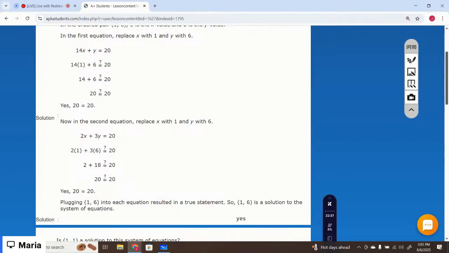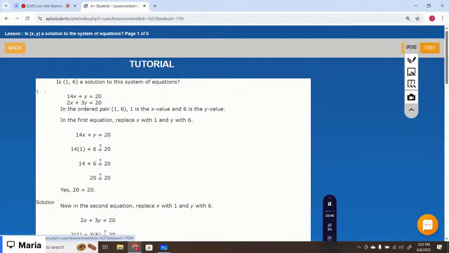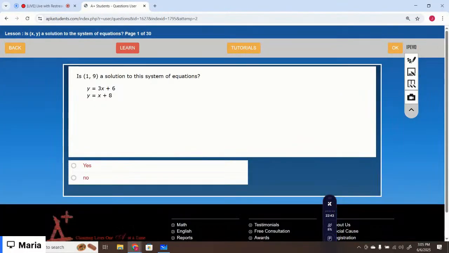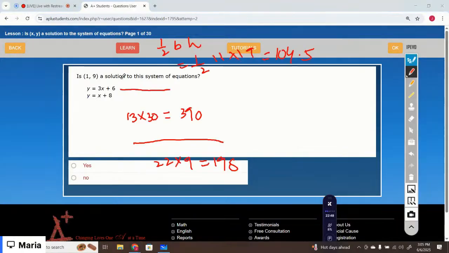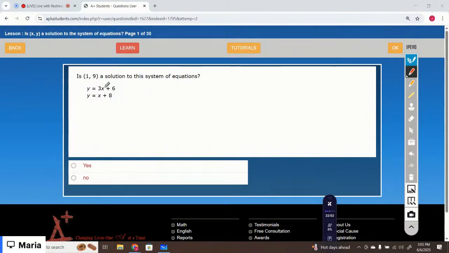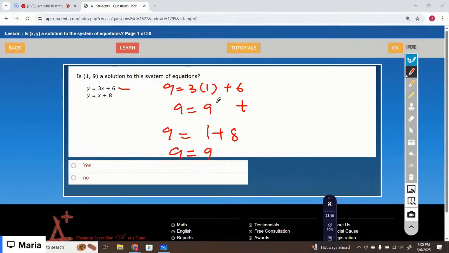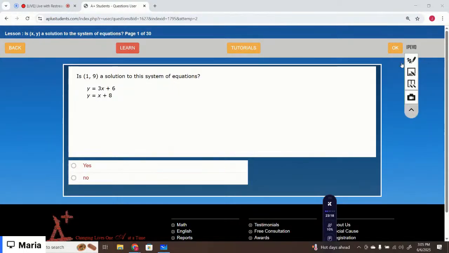Let's just start with the test questions. Is (1, 9) a solution to the system of equations? So x is 1, y is 9. Let's start with the first one: 9 equals 3 times 1 plus 6. So 9 is equal to 9. Now look at the second one: y is 9, 1 plus 8, so 9 is equal to 9. So both the equations are true. That means yes, (1, 9) is a solution to the system of equations. The correct option is yes.